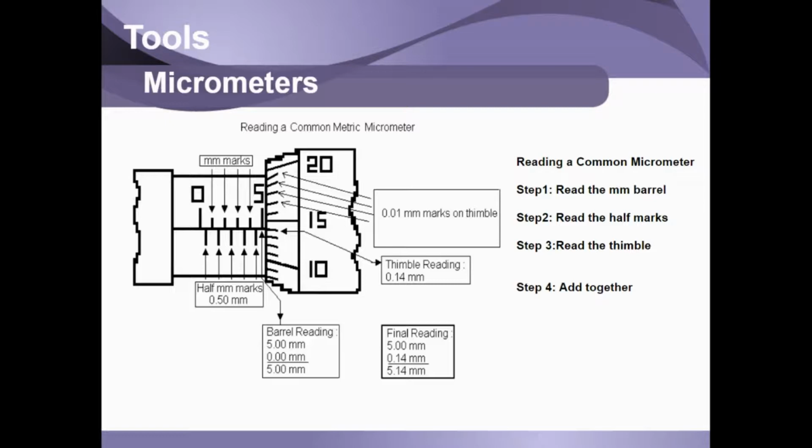Step number 3 would be to read the thimble. In this example, you can see where the thimble reading is, and the thimble reading is 0.14 millimeters. Then step number 4 is to add all of those measurements together. In this example, you can see that the final reading is 5.14 millimeters. It's important to understand how to use both the common metric micrometer as well as the digital micrometer.